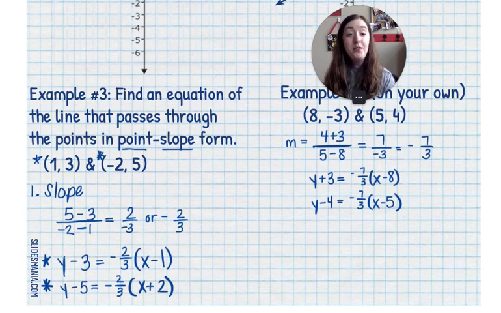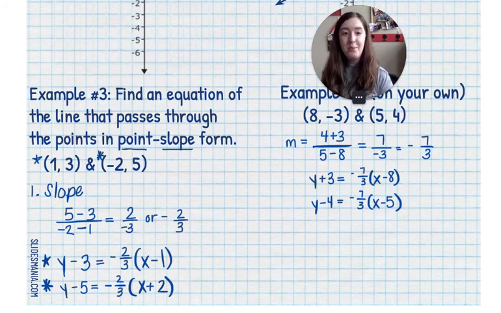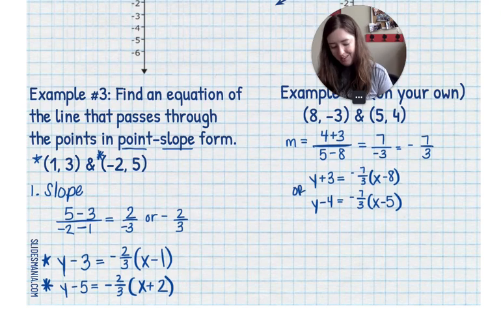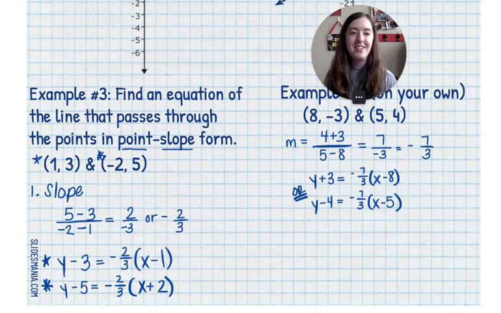Okay, so hopefully you got the same slope as me, negative 7/3. So then we just plug in a point and our slope to get either one of these two lines. This is a big old or right there. Both of these lines are great. So either you had y plus 3 equals negative 7/3 times x minus 8, or you had y minus 4 equals negative 7/3 times x minus 5.